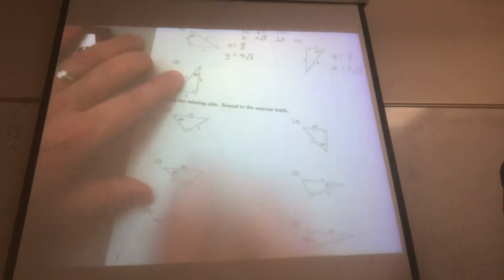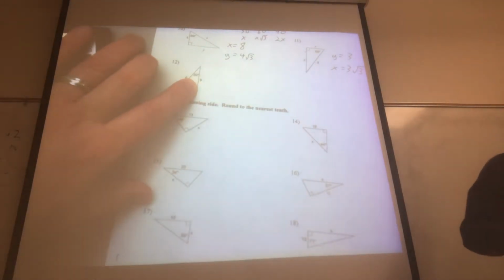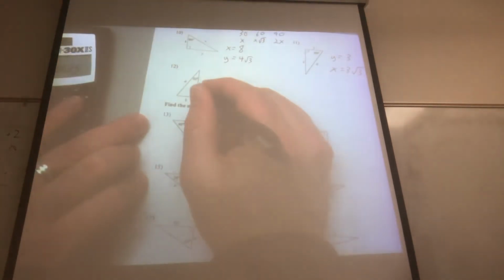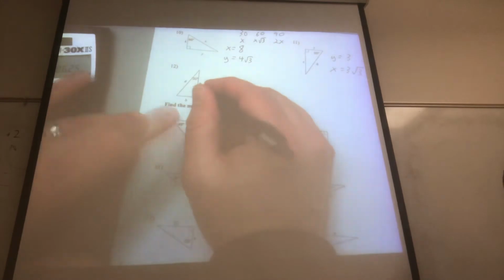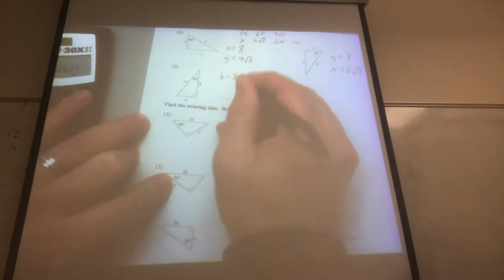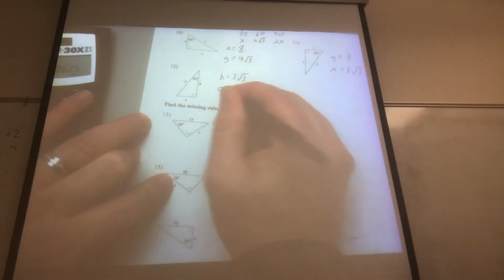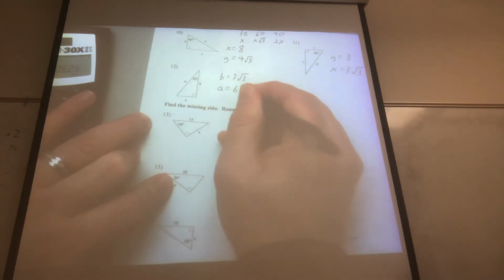On number 12, they give us the side opposite the 60, and it's 9. Just like we had to divide by 2 and then multiply by the square root of 2, this was our pattern before. We are going to divide this number by 3 and then multiply it by the square root of 3. My short side is 3 square root of 3. And that means that my hypotenuse is going to be double that, which means letter A is 6 square root of 3.